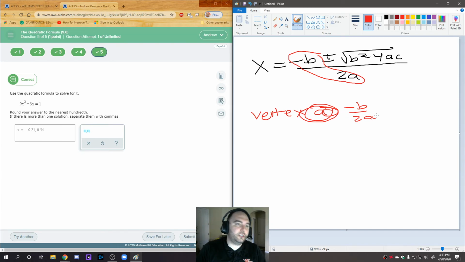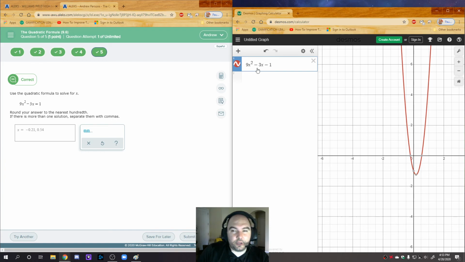So if I were just to do negative b over 2a on this, so the opposite of b is 3, and 2 times 9 is, whoa, pause, 2 times 9 is 18. So 3 over 18 is basically 1/6. So see this vertex right here? See how it says 0.167? That's the decimal approximation of 1/6.